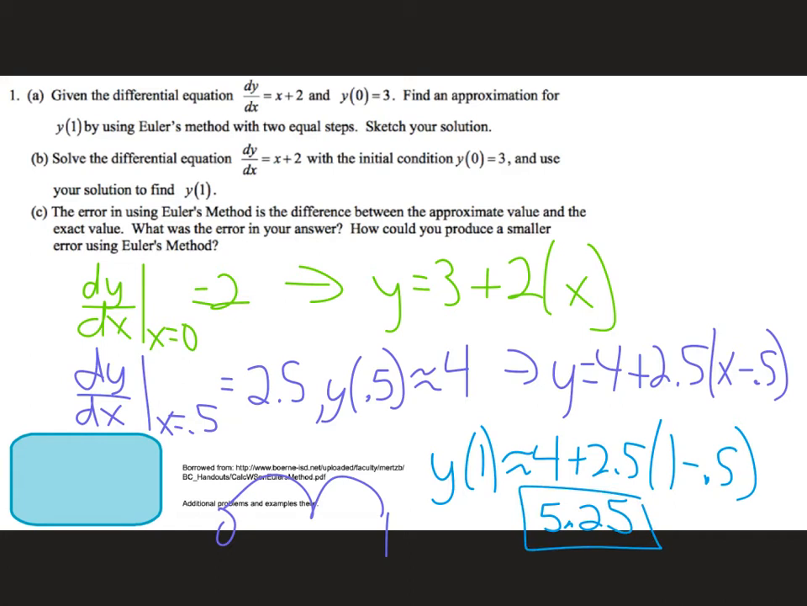So what I did is I used this differential equation to form this first tangent line. Then I used the rough tangent line to give me a y value and a slope and formed a new tangent line. Then I used the new tangent line to give me an approximate y value.